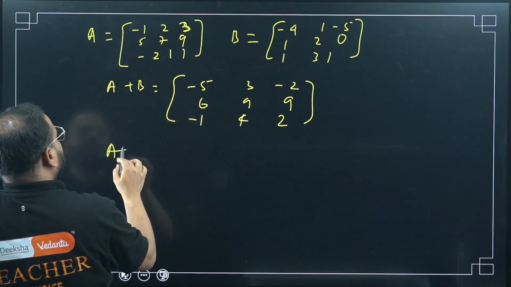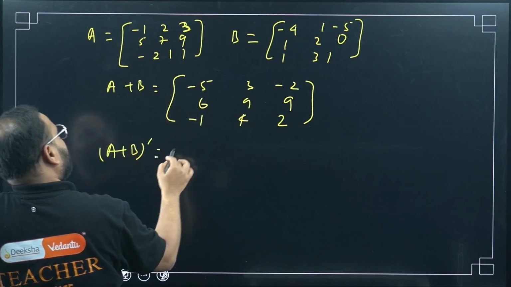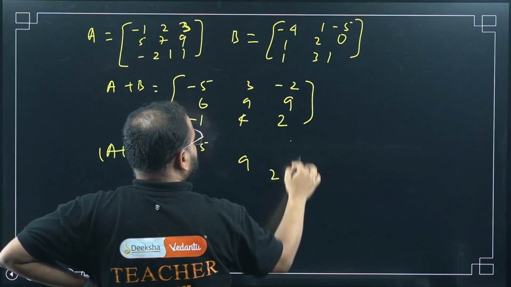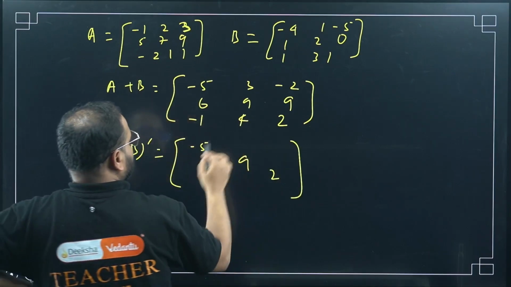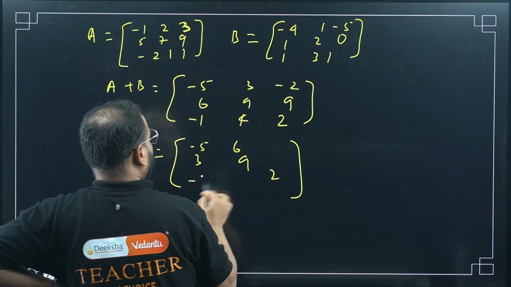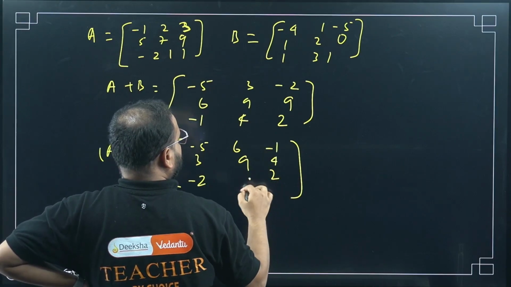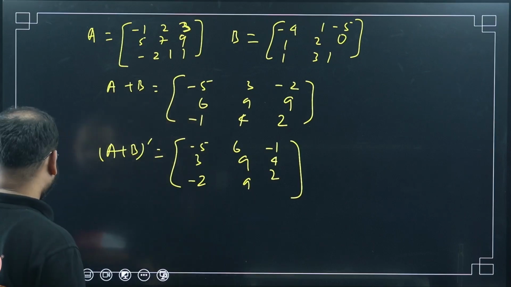What are they asking? Transpose of sum of the matrix. How will I transpose it? Keep this constant minus 5, 9, 2 as it is and take the mirror image. 3 will come here, 6 will go here, minus 2 will come here, minus 1 will go here. This will be 4, this will be 9. Is it the answer? Minus 5, 6, minus 1.